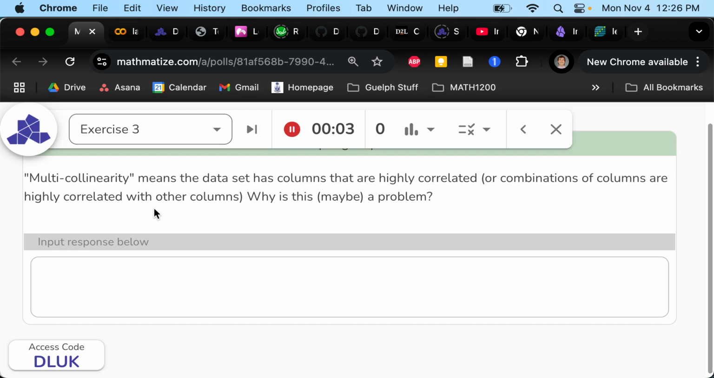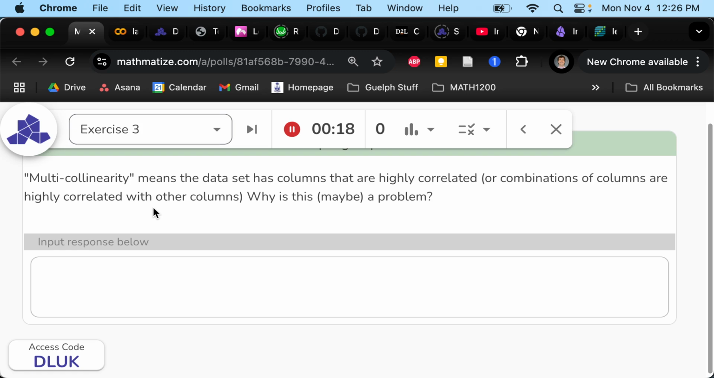Multi-collinearity means the data set has columns that are highly correlated, or combinations of highly correlated columns. Why is this maybe a problem? People always talk about this like it's some kind of demon that's going to come get you. The multi-collinearity witch will come in. Do what? You tell me. Why is it a problem?